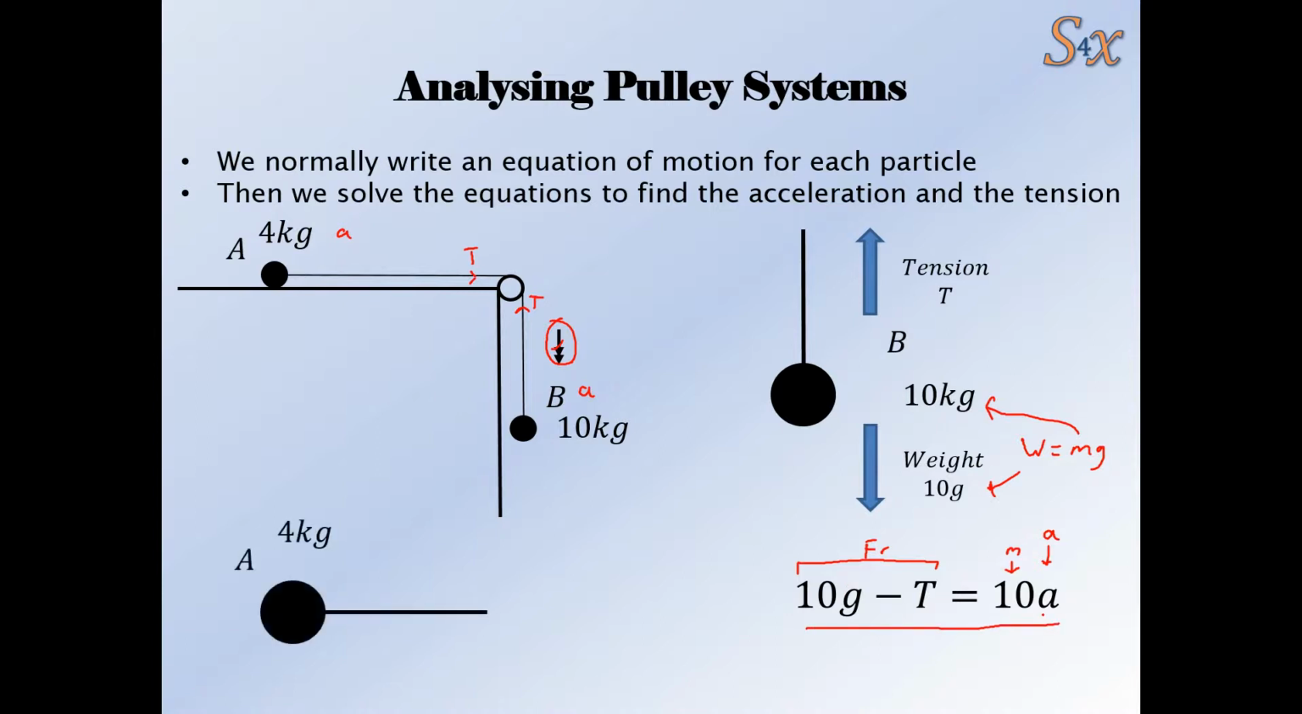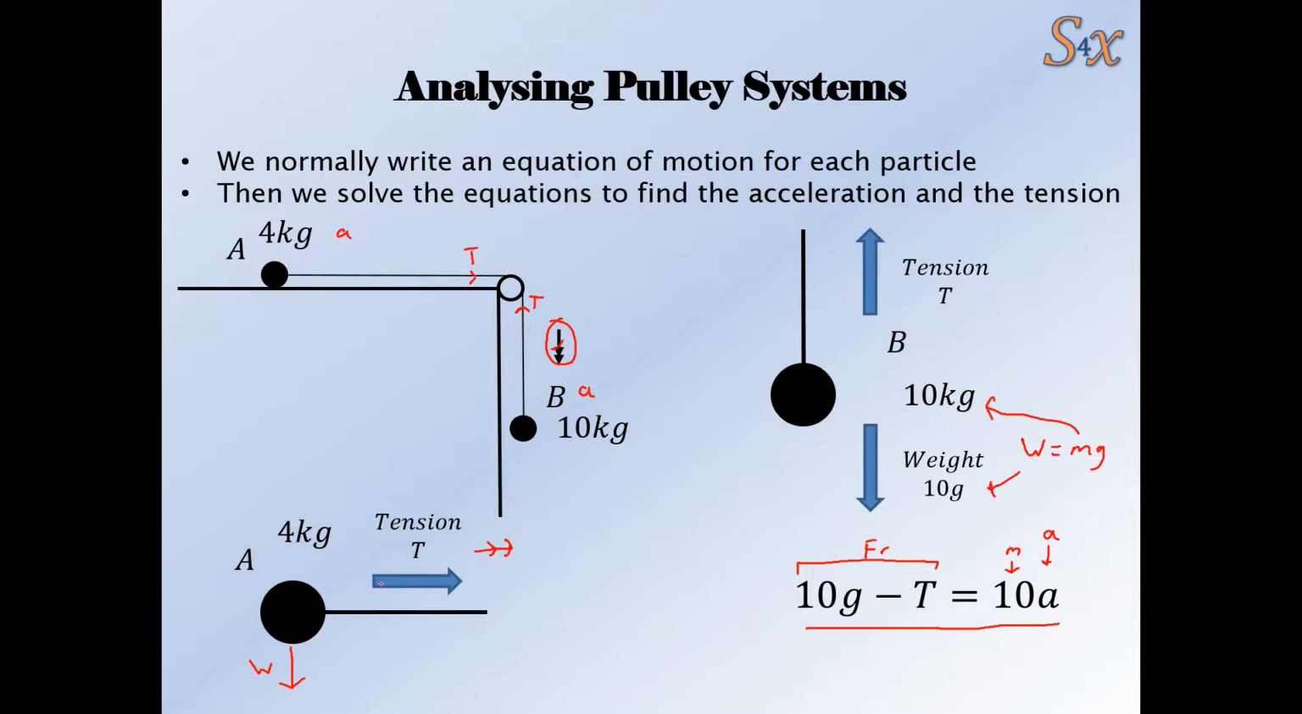I can also write an equation of motion for A. Now, what forces are acting on A? Well, the only one we're really bothered about is the tension. Now, you may be thinking, well, A's got a weight. It's got a mass of 4 kilograms, so it must have a weight. It does, but we don't care about it because it's acting downwards. This particle is traveling in this direction. Okay, it's being pulled along the surface, and this force acts at right angles to it, so it has basically no effect on it whatsoever.